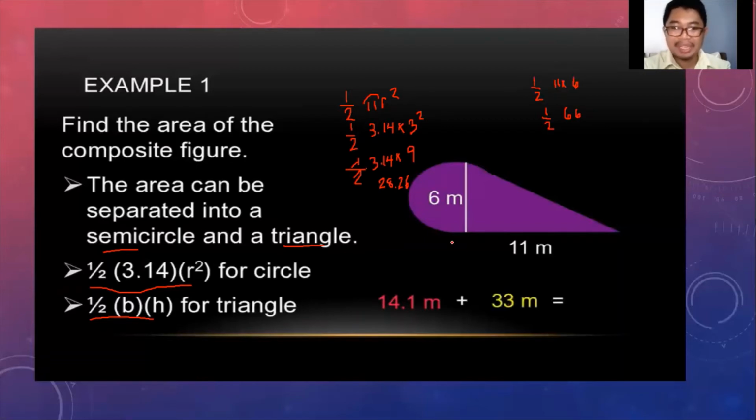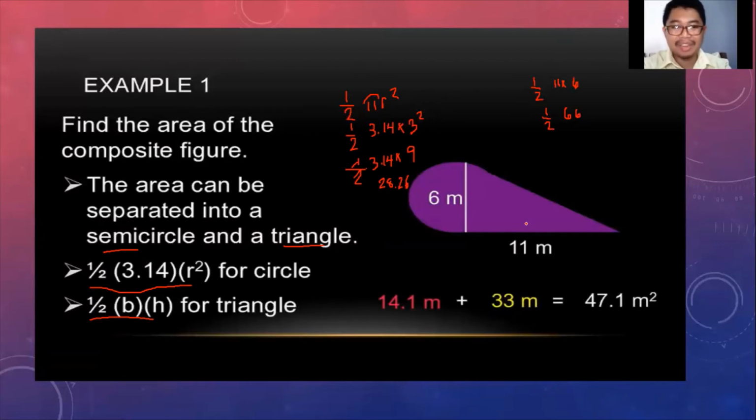Very good. So this time we add the 14.1 for the semicircle and the 33 for our triangle, and the total area for this composite figure is 47.1 meter squared. So that is how easy it is to find the area of a composite figure. All we have to do is decompose the figure and then add their areas.